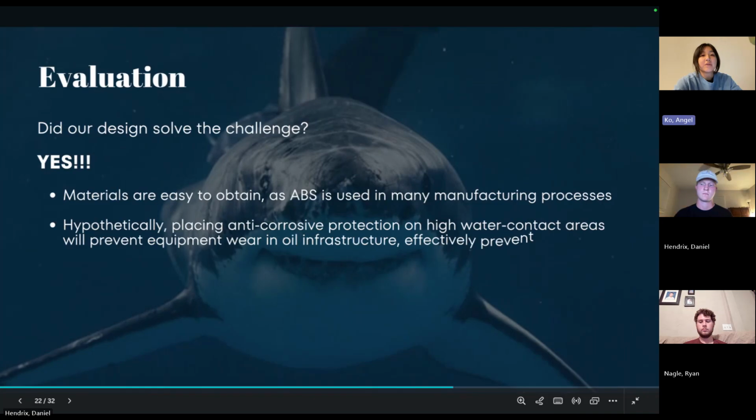So in terms of evaluation, we did determine that our design did in fact solve the challenge of corrosion causing oil spills in marine environments. We determined that because the materials are relatively easy to obtain, as ABS is used in many manufacturing processes, and hypothetically, because we couldn't really test this in real life, placing the anti-corrosive protection on high water contact areas, such as the pipes and the holes, will prevent equipment wear in oil infrastructure, effectively preventing oil spills.